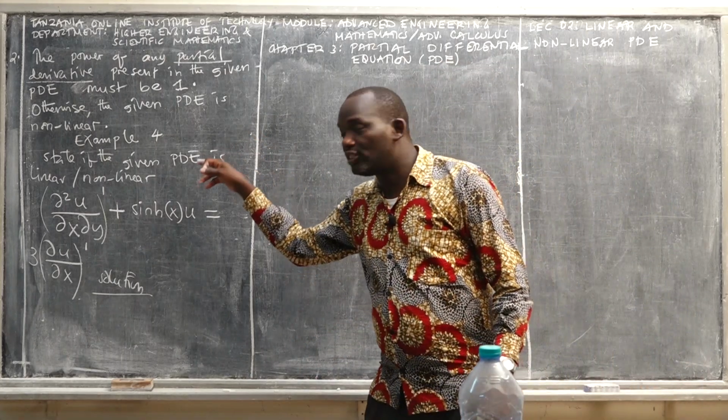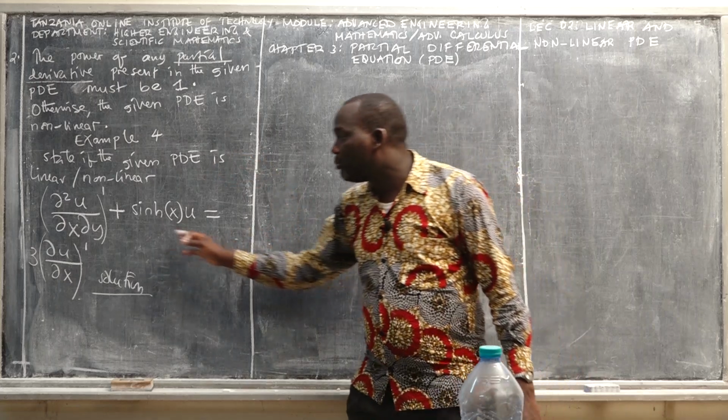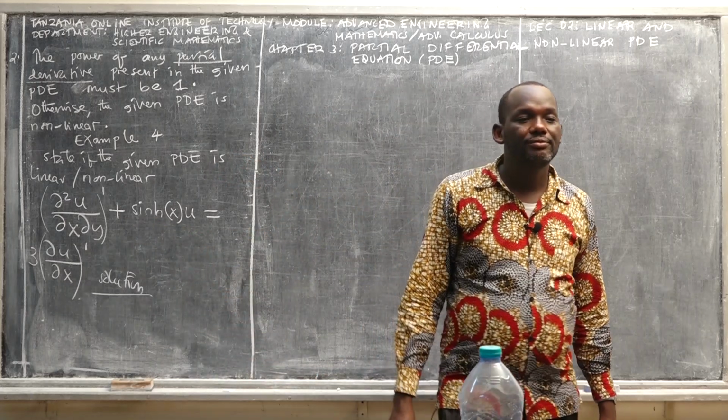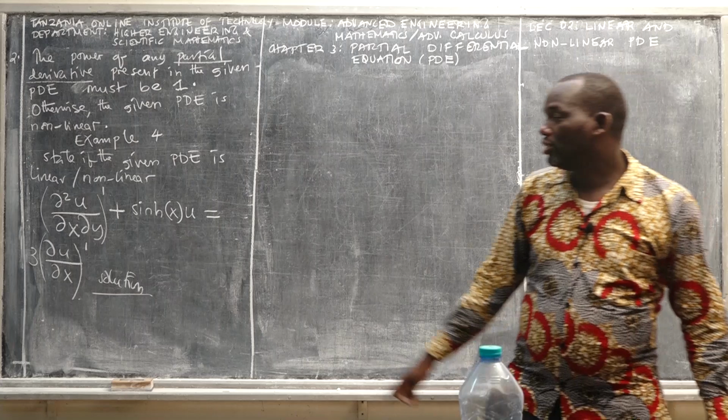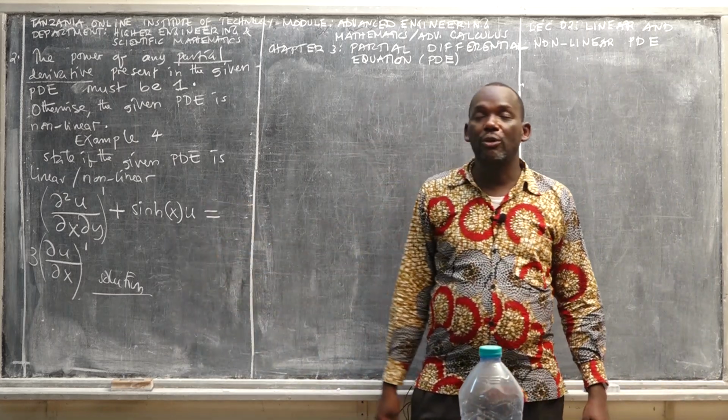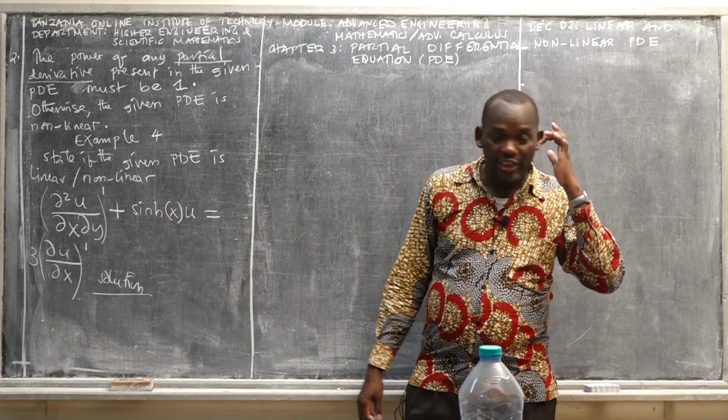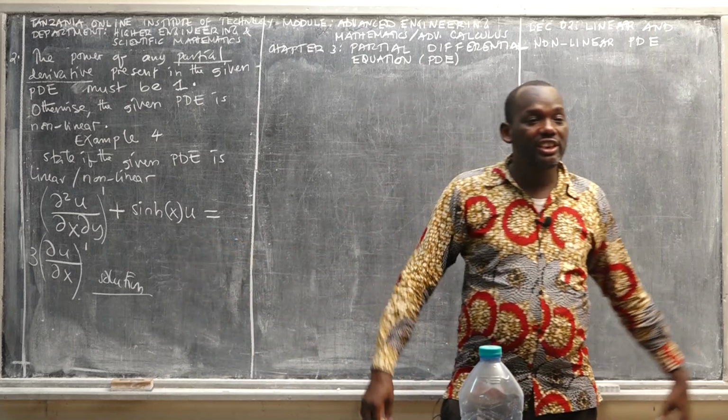But remember the first condition. Do you have any dependent variable? Yes. Which is what? U. What is the power of u? 1. Did this obey the first condition? Yes.